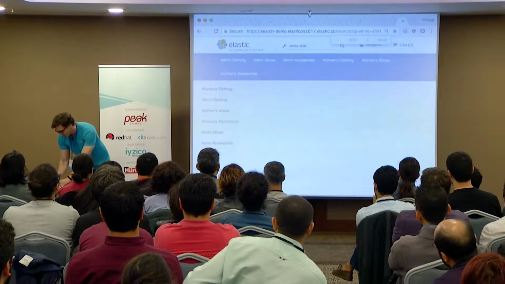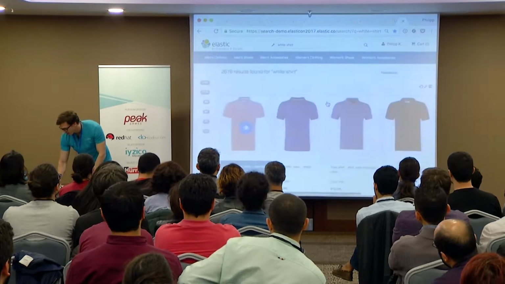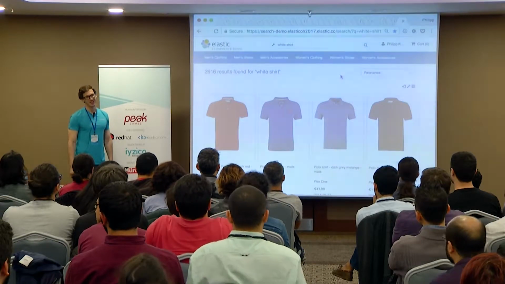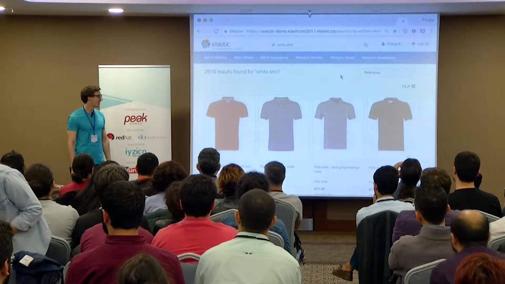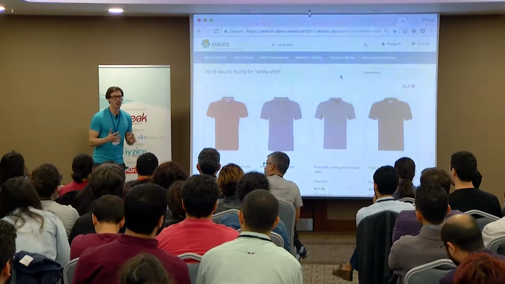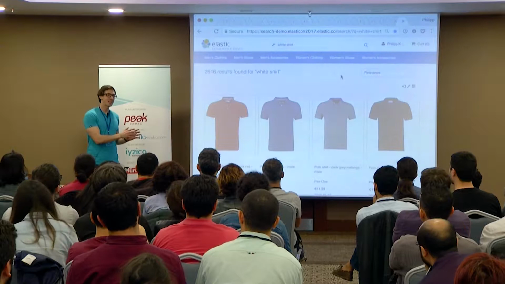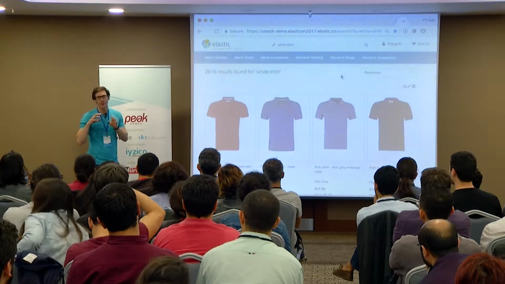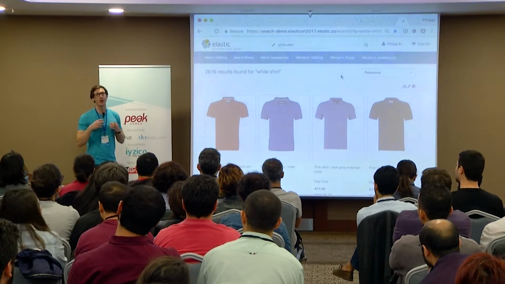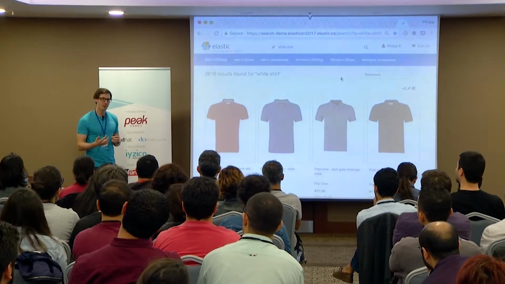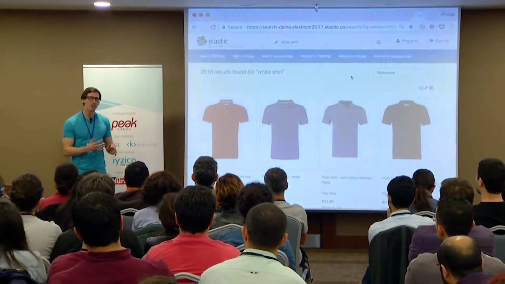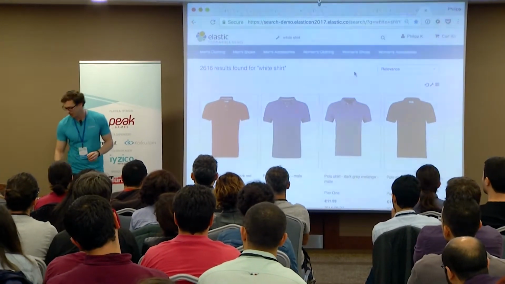I'll make this a bit smaller so you can actually see what's going on. Are these great results for white shirts? Probably not. That already shows what the problem of full text search is. Somebody enters some text, and you not only need to find what they put in, but you need to guess what the user actually expected to happen. And in that case, it's not great. But that could be the result if you just search for white shirt.